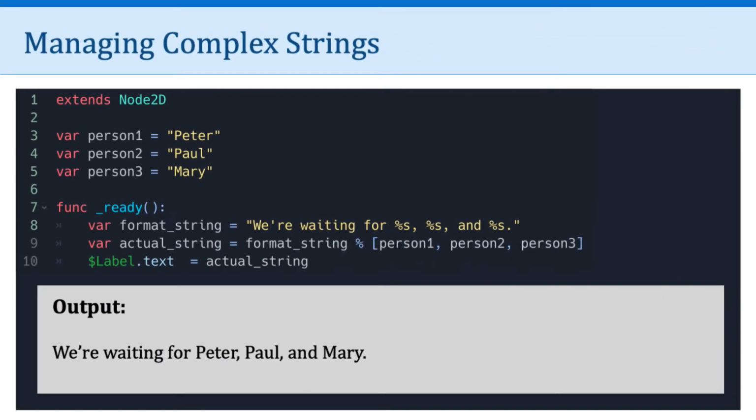Now, one of the nice things that you can do with format strings is we can use multiple format specifiers. So take a look at line 8. In line 8, it says format string equals "we're waiting for %s, %s, and %s". And so in line 9, we have to pass in those values. So we say format_string % and then we list all of the variables that we want to pass. Now, the order here is important, person1, person2, person3, because that's what's going to get displayed. We also need to enclose that list of variables in square brackets, and we want to separate them by commas. So the output, if we take a look at line 10, would be "we're waiting for Peter, Paul, and Mary". In other words, person1, person2, person3. This is an example of where string formats can become quite powerful.